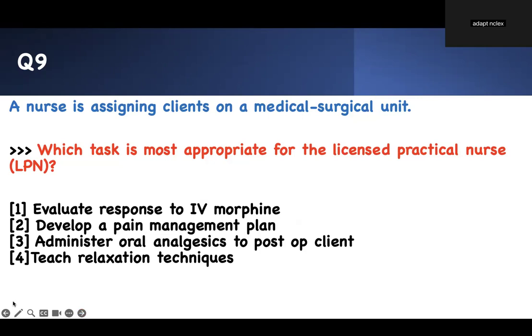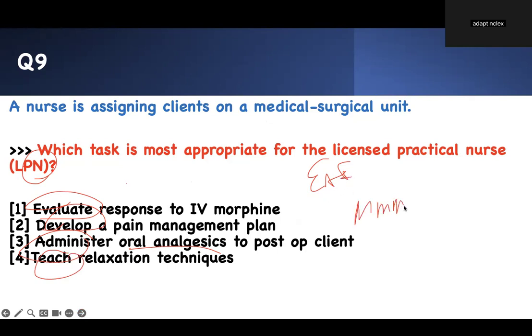Of course, what is the word? Go for the buzzword. We have what? LPN, and it's about a pain issue. Evaluation, you know, the RN is going to do. Develop, this is the plan of care. Administer is broad. Teach is teaching. What can the LPN do?